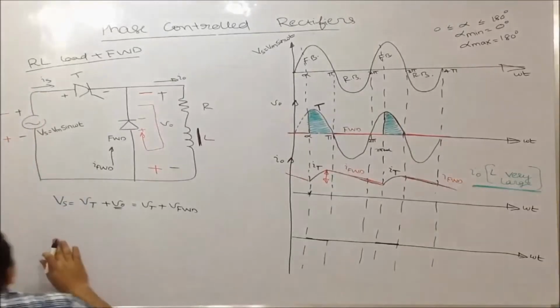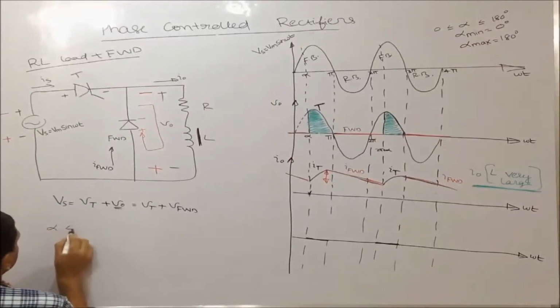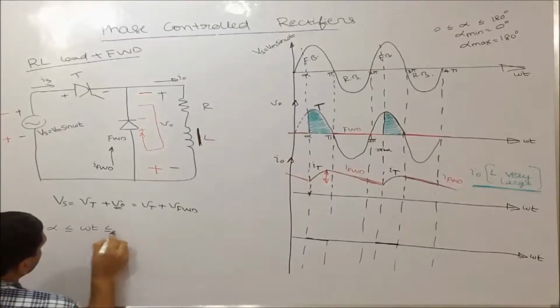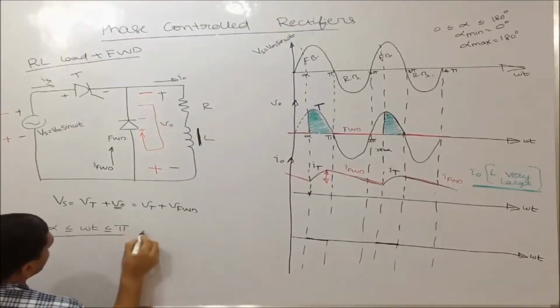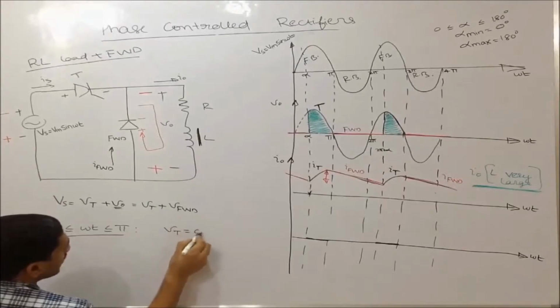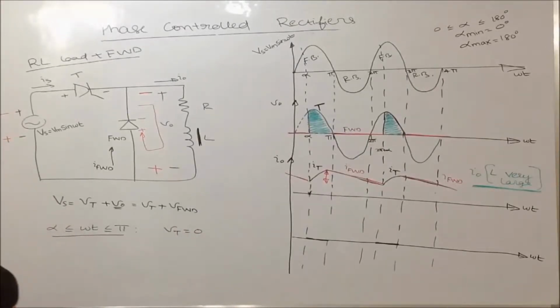Now consider alpha less than or equal to omega t less than or equal to pi. In this my SCR conducts. Then Vt is 0. I am interested in Vt. Vt I got as 0.